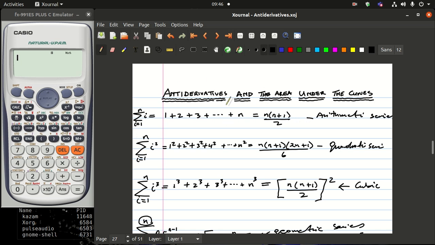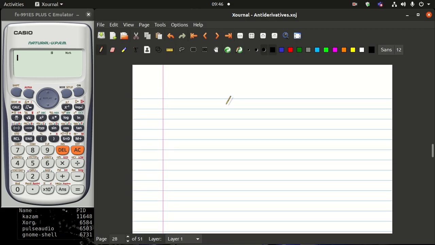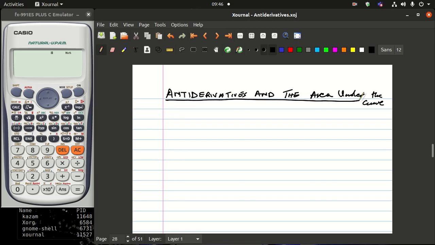But today I want us to talk about antiderivatives and the area under the curve. So that's what I want us to look at. Of course, this little background here, we will need it. In other words, what is the relationship between antiderivatives and the area under the curve?